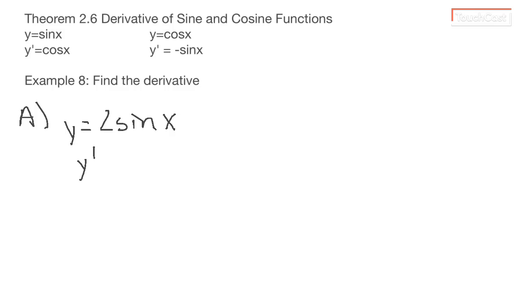Y prime. Well, that is just a constant multiple. So we know that's going to be brought through to our derivative. We're going to have 2 times the derivative of sine x. And the derivative of sine x, according to theorem 2.6, is cosine x. So y prime is going to be 2 cosine x. That's it.